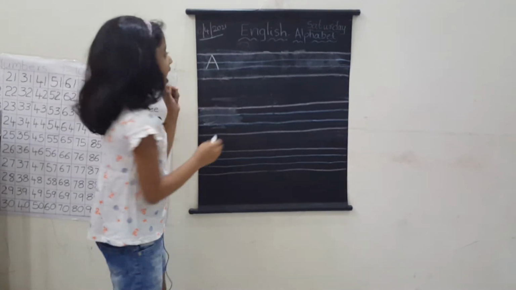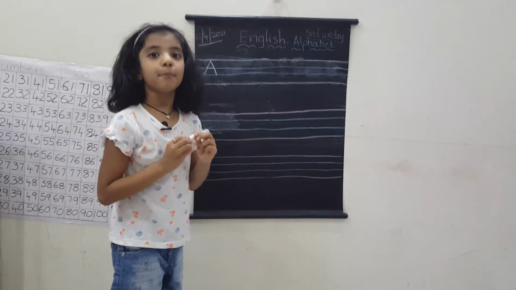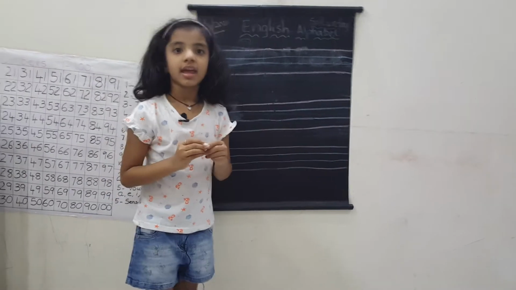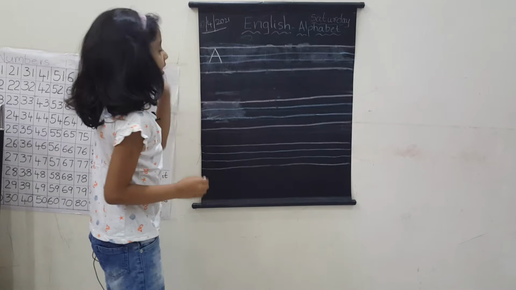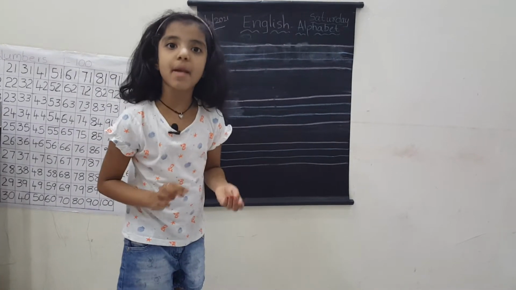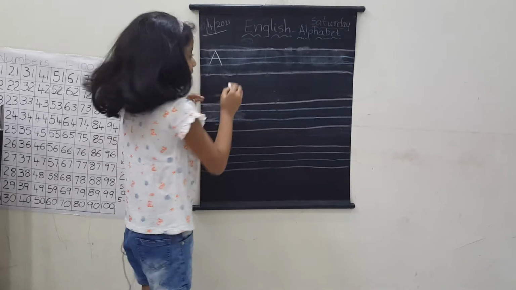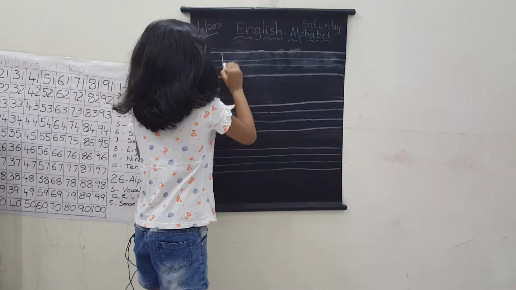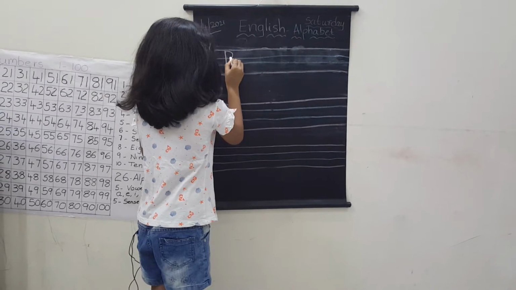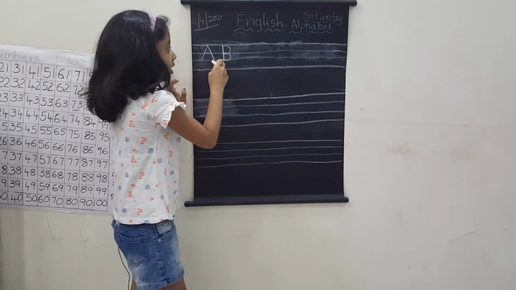A is for apple. Now we are going to write B. The sound of the letter A is apple. Now the sound of letter B is ball. Now we are going to write B like this.